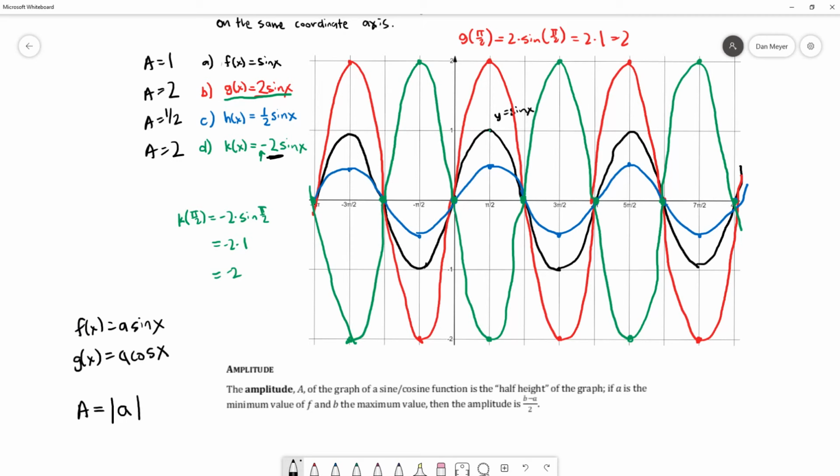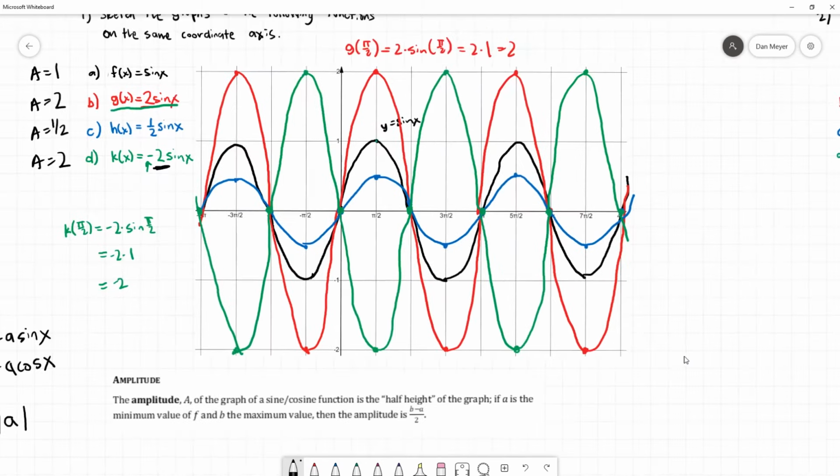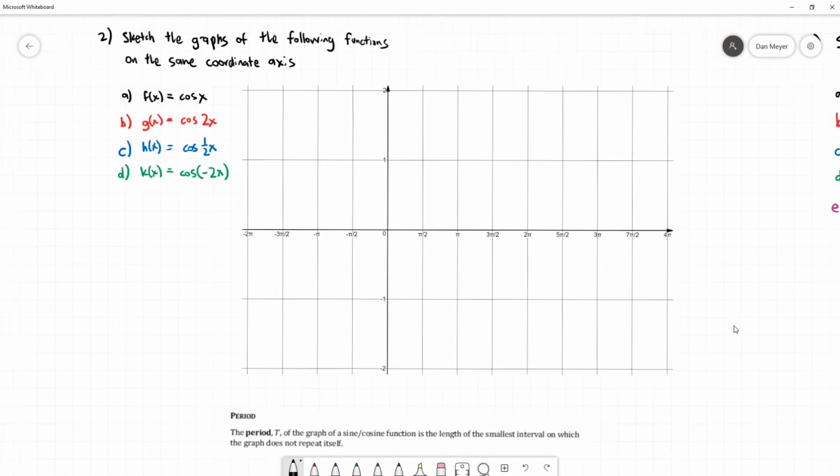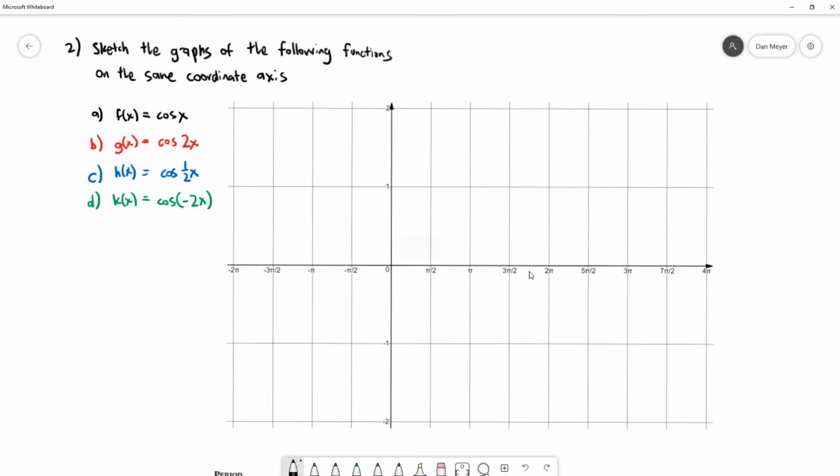Then moving on to the next problem, number 2. We have a similar problem. Now we're going to work with cosine. Sketch the graphs of the following functions on the same coordinate axis. If we start with the graph of cosine, again, that's our jumping off point. I think of the cycle as starting at 1, going down to 0, down to -1, back up to 0, and up to 1. And so there's the graph of one cycle of the cosine function. And then it just repeats itself.